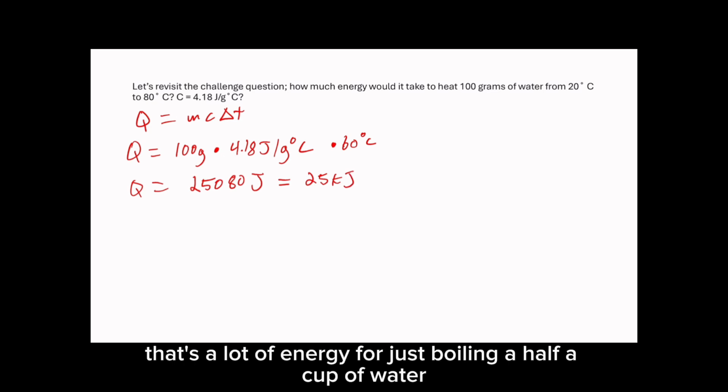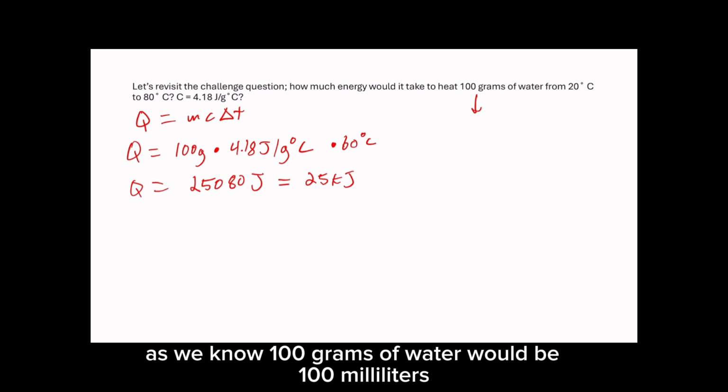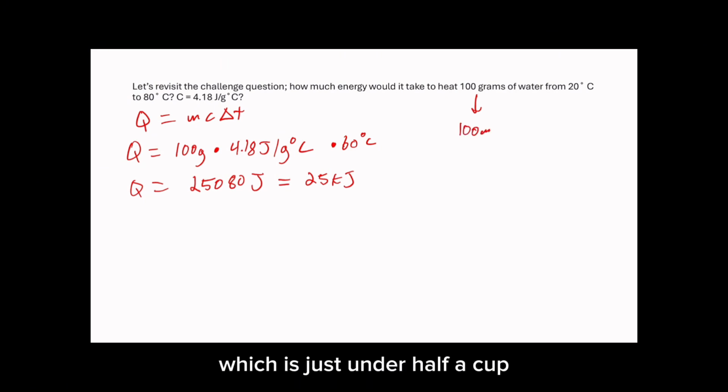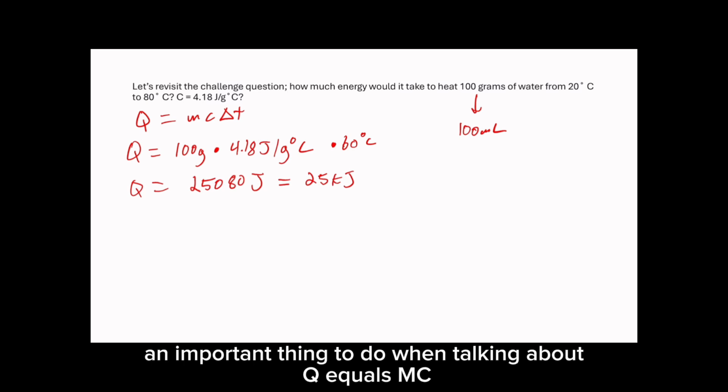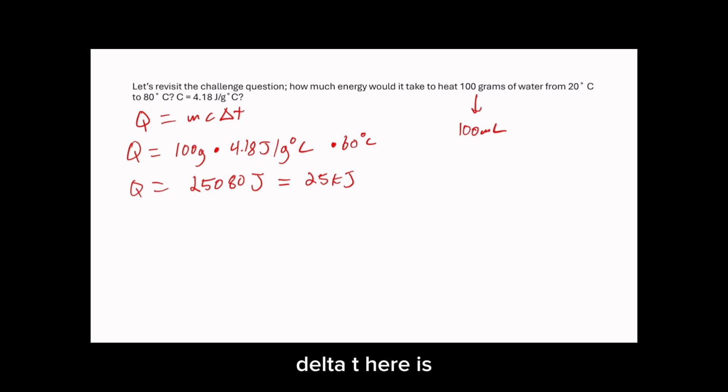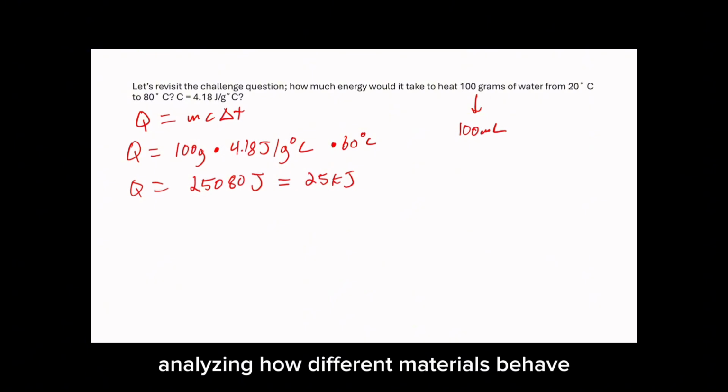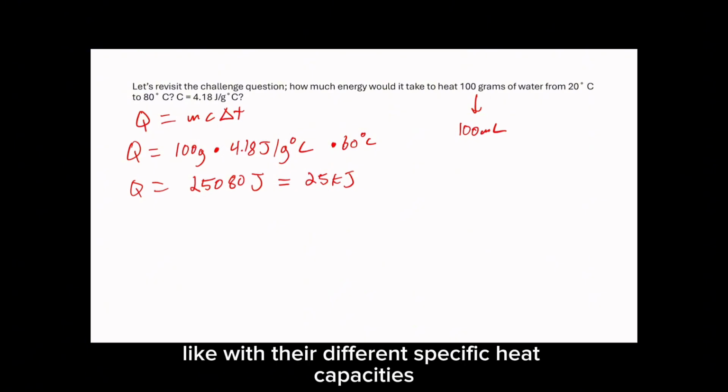That's a lot of energy for just boiling half a cup of water. As we know, 100 grams of water would be 100 milliliters, which is just under half a cup. So that's a lot of energy. So an important thing to do when talking about Q equals MC delta T here is analyzing how different materials behave, like with their different specific heat capacities.